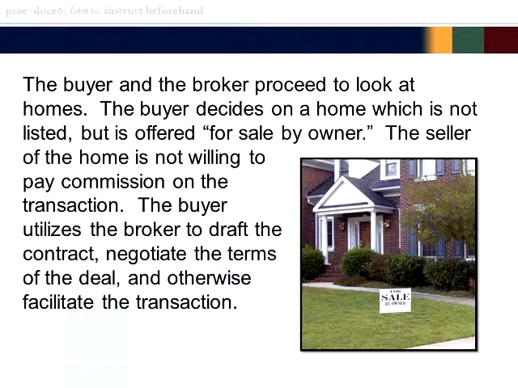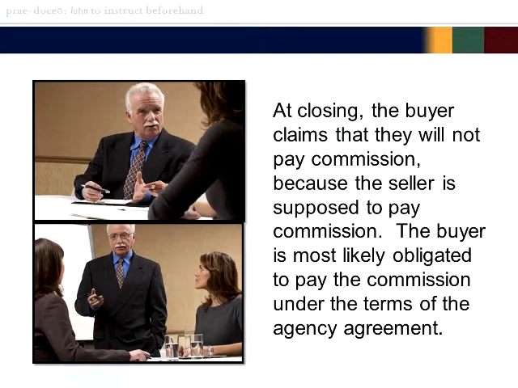The buyer utilizes the broker to draft the contract, negotiate the terms of the deal, and otherwise facilitate the transaction. At closing, the buyer claims that they will not pay commission because the seller is supposed to pay the commission. The buyer is most likely obligated to pay the commission under the terms of the agency agreement.